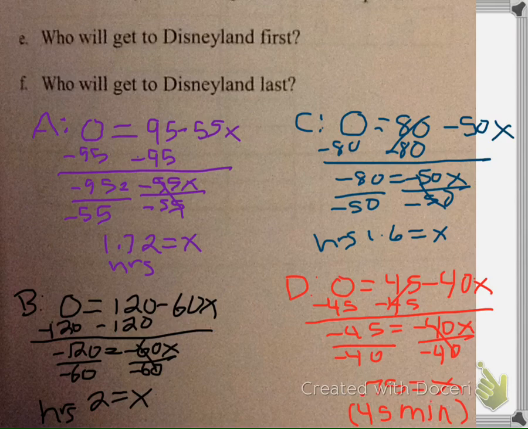Okay, so now we can answer the questions. Who will get to Disneyland first? Family A takes 1.72 hours, family B 2 hours, family C 1.6 hours, and family D 45 minutes. So family D will get to Disneyland first. Which one will arrive last? Who it takes the longest is family B.